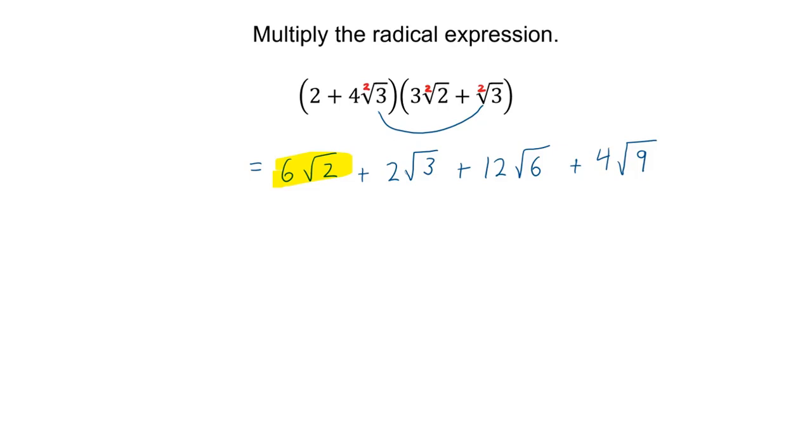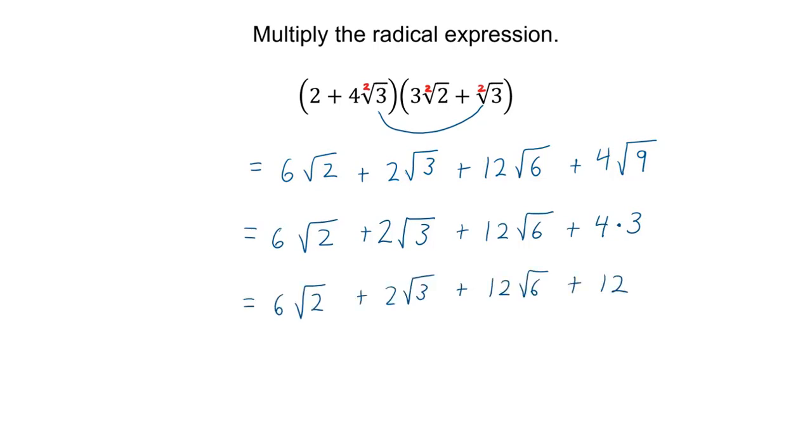The first term in this expression, 6 times the square root of 2, is a fully simplified radical expression, so we can't simplify that term. The second term, 2 square roots of 3, is fully simplified. The third term, 12 square roots of 6, is fully simplified. But the last term, 4 square roots of 9, needs to be simplified. The square root of 9 is 3. And we can continue simplifying that last term by multiplying 4 times 3.